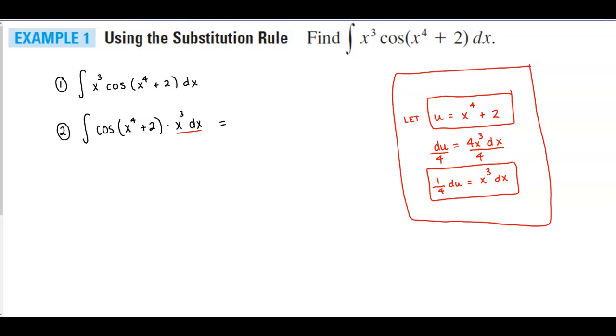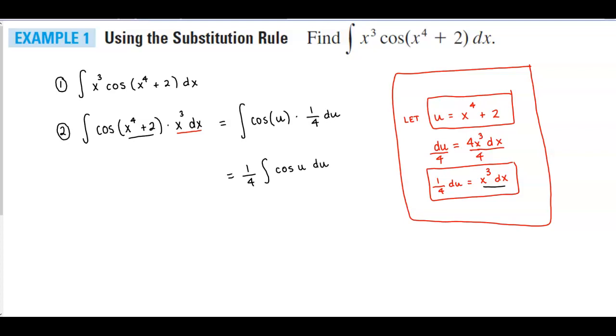Okay, so now we can rewrite this. This becomes the integral of the cosine of, well, we know that x to the fourth plus 2 we let equal u, so this is the cosine of u, times, we know that x cubed dx is equal to 1/4 du. Now we can shift this around a little bit. We can factor out the 1/4 outside of the integral, and then we have the cosine of u du.